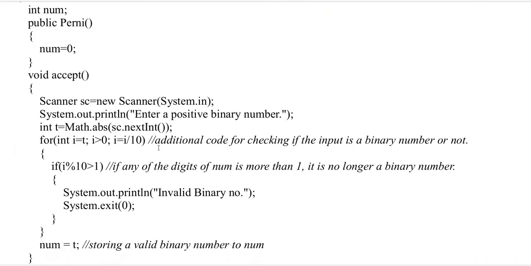Then I'm checking whether the input is a binary number or not. How can you check the input is a binary number or not? A binary number will have either 1 or 0. So I'm taking the input in a temporary variable t, extracting each digit of that number. Now, if extracting a digit gives any value greater than 1, that means it's storing a digit beyond 0 and 1. So it is not a binary number. So immediately I'm giving a message, invalid binary number, and exit 0. Otherwise, the number is valid. I'm storing that number to num.